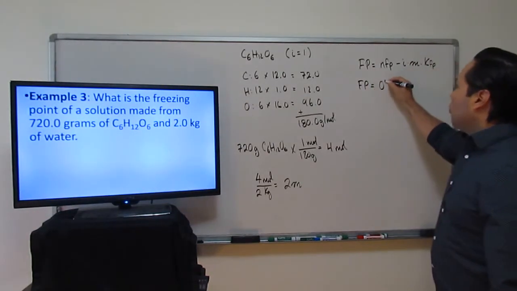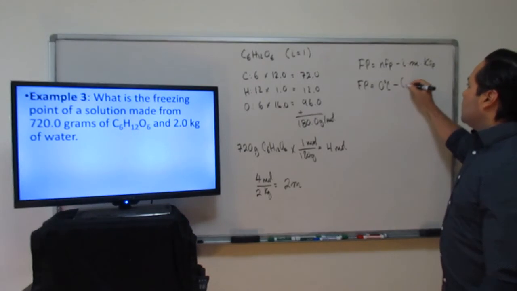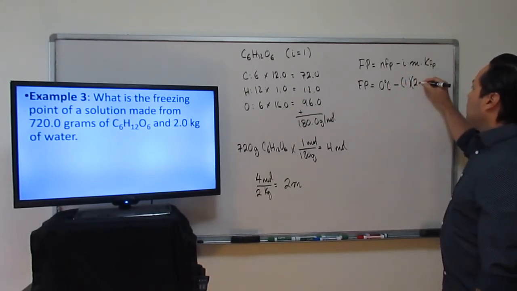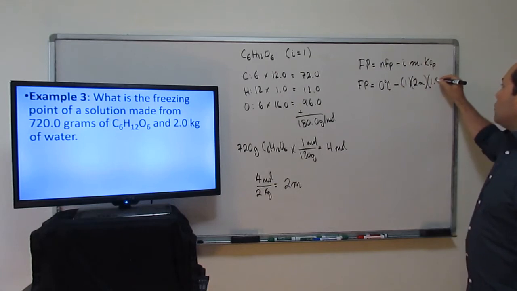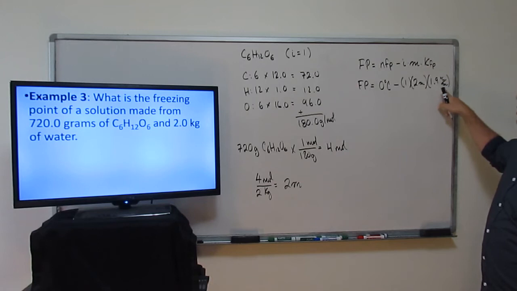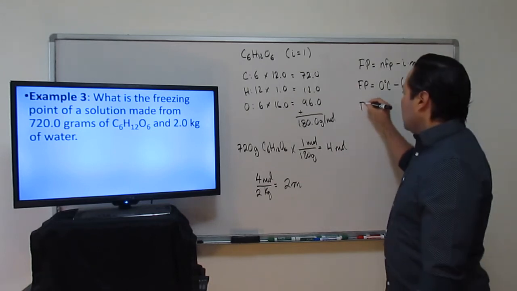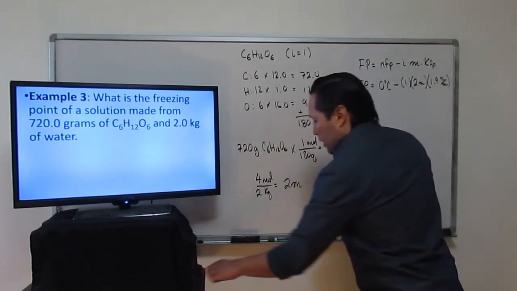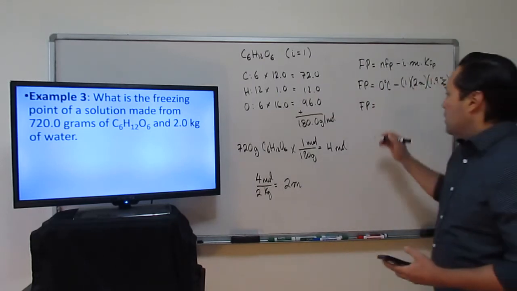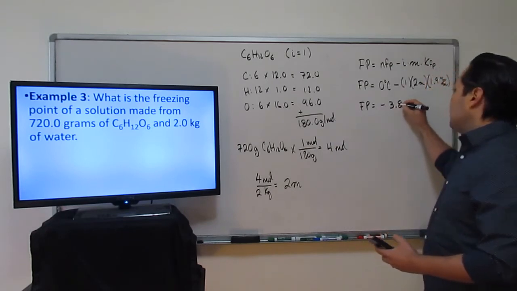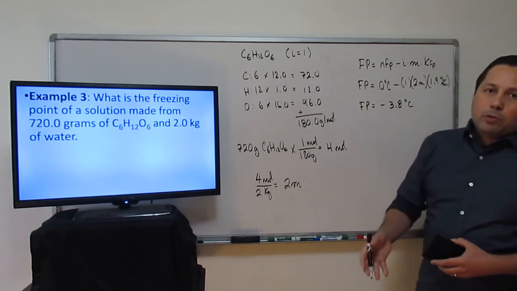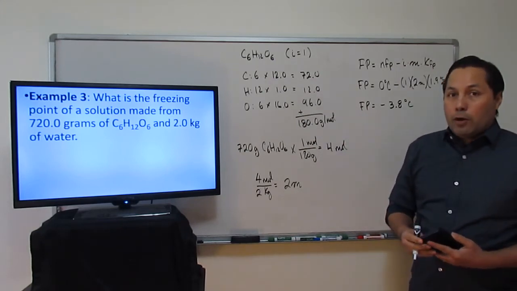Freezing point is the normal freezing point of water, 0, minus 1 for the Van't Hoff factor, the 2 molal. And the constant for water is 1.9 degrees Celsius per molality. We put this into our calculator, and it gives us the following answer. So it's going to be 1 times 2 times 1.9, which will give us negative 3.8 degrees Celsius. That will be the new freezing point when we add 720 grams of glucose to 2 kilograms of water.